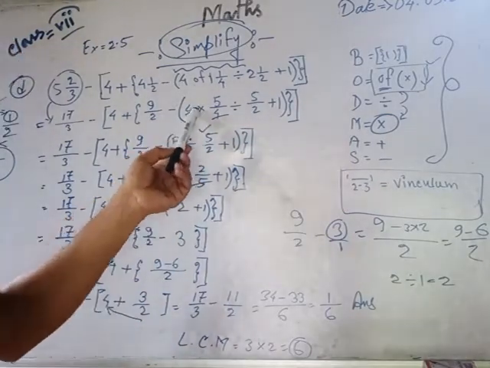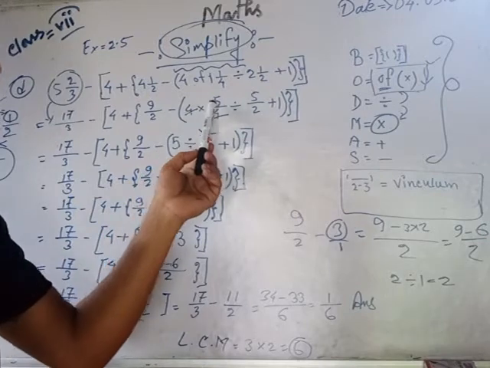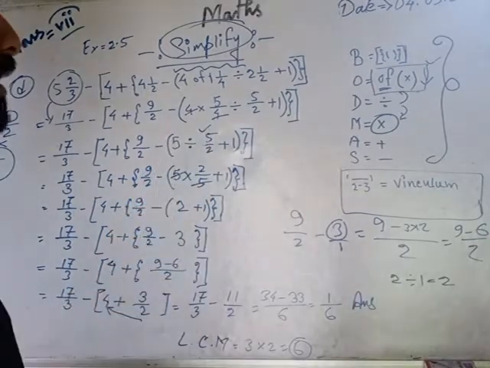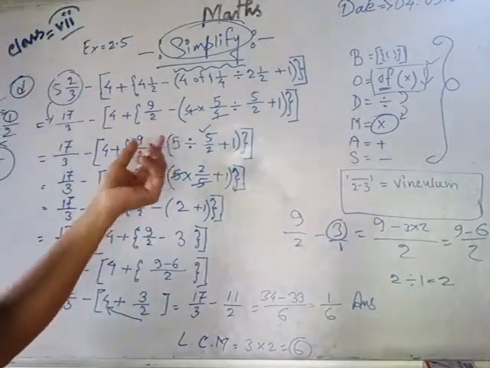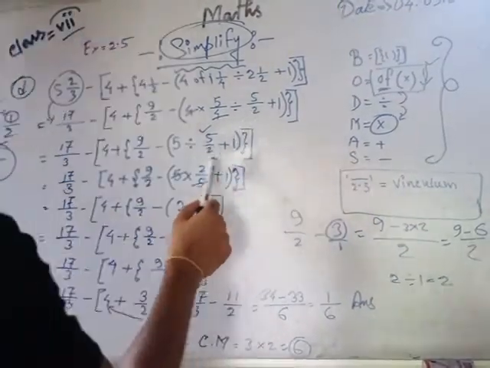1 is in here. 1 multiplied with 5, that is also 5. If any number is multiplied with 1, that is also the same number. After that we should go to the next.